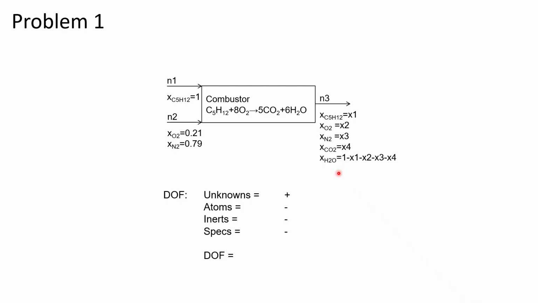What I'd like to do is do a degree of freedom analysis on this problem right here. And so if we do an atomic balance, what I'd like to do is take a moment and then count the number of unknowns, count the number of atoms, count the number of inerts, and count the number of additional specifications that have been provided to determine what is the number of degrees of freedom that are left. I want you to take a moment right now and do that.